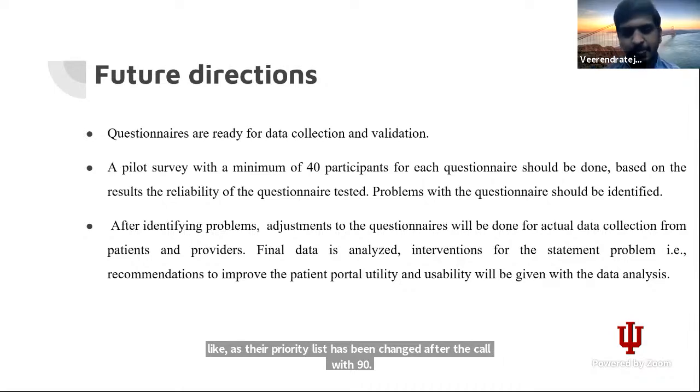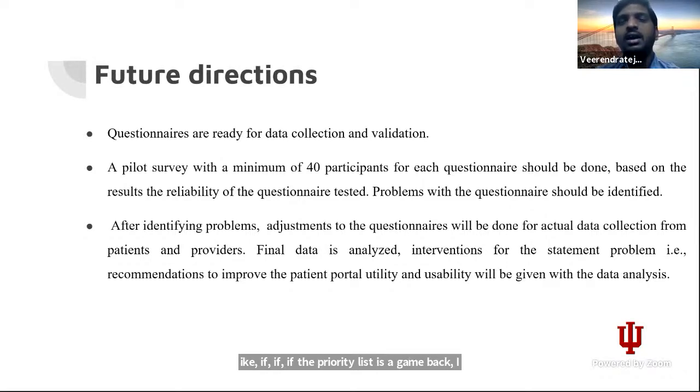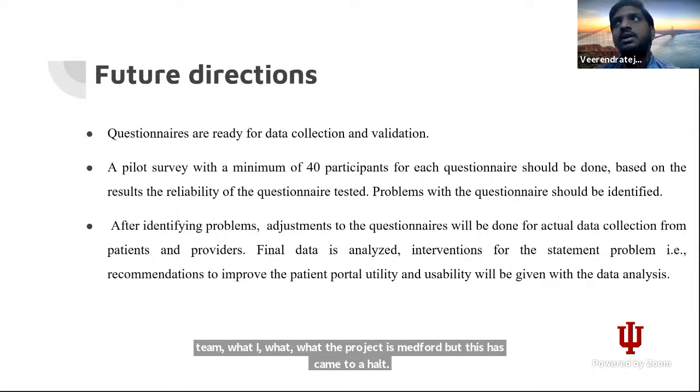So if the priority list comes back, I would like to further continue this study. First, do a pilot and take the internal reliability coefficient, understand the problems associated with the questionnaire, change the questionnaire, and make it a bigger survey. This is what the project is meant for, but it came to a halt at an early stage.